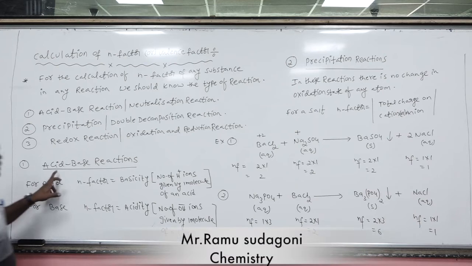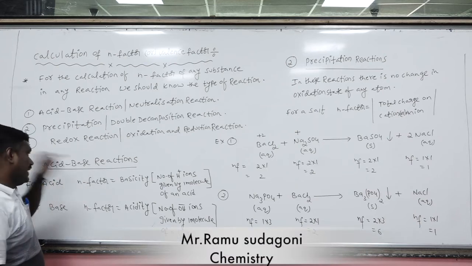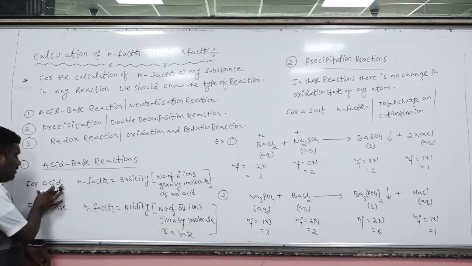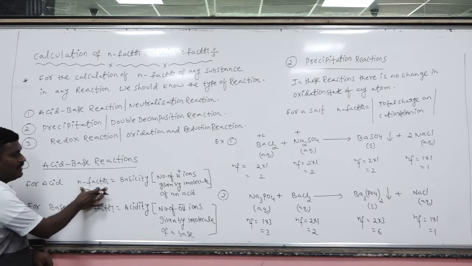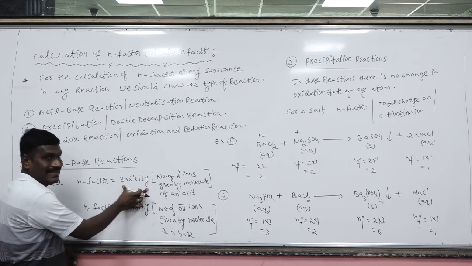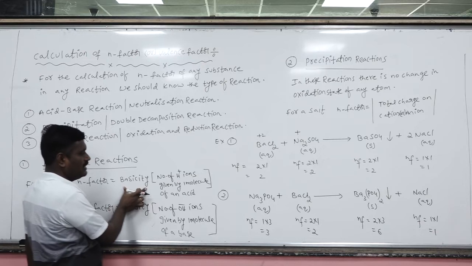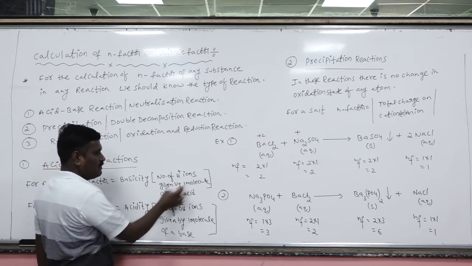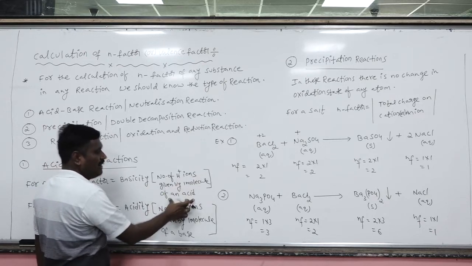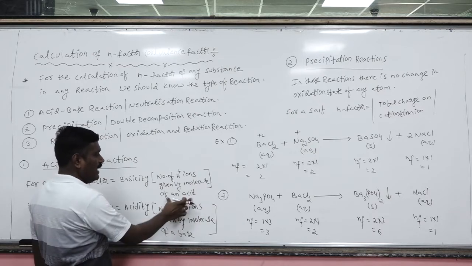Now, number one, acid-base reactions. In an acid-base reaction, to calculate the N factor of an acid, it is nothing but its basicity. The definition of basicity is the number of H plus ions given by one molecule of an acid.